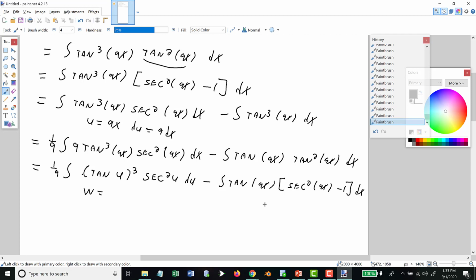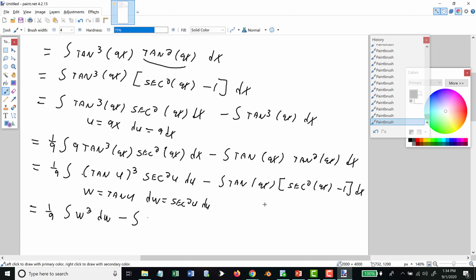I'll let w equal tangent u, dw. Derivative of tangent is secant squared, so that's secant squared u du. So that becomes 1/9 the integral of w to the third dw, minus, here's our second integral.